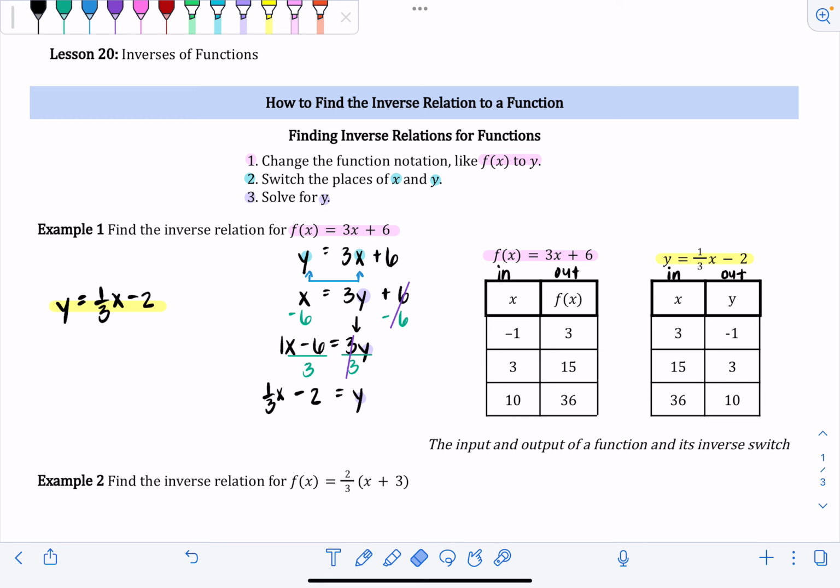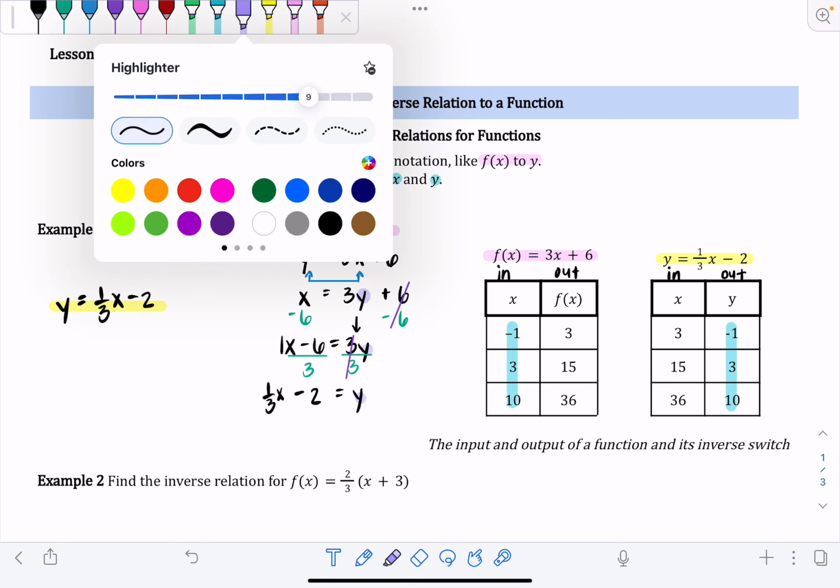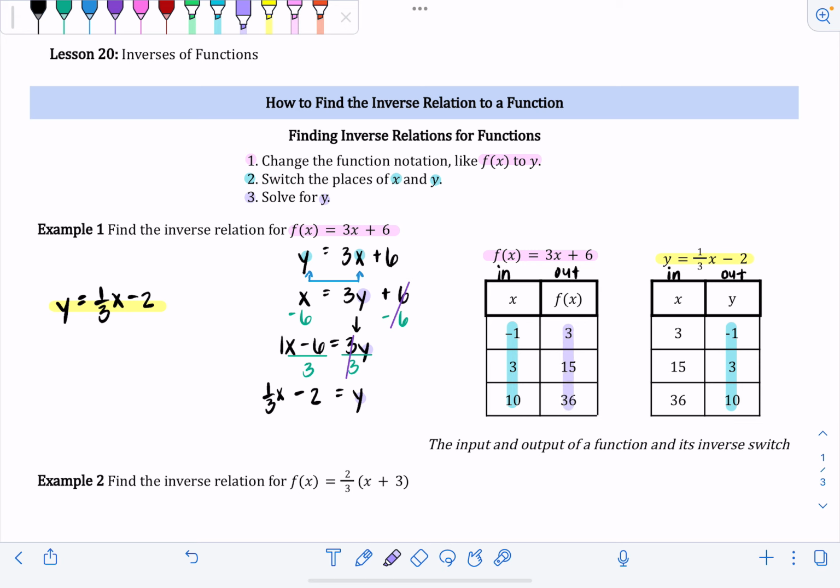The input and the output of a function and its inverse will switch. So this was my input here. It became the output of my inverse, and then this was the output of my original function, and it became the input of my inverse.